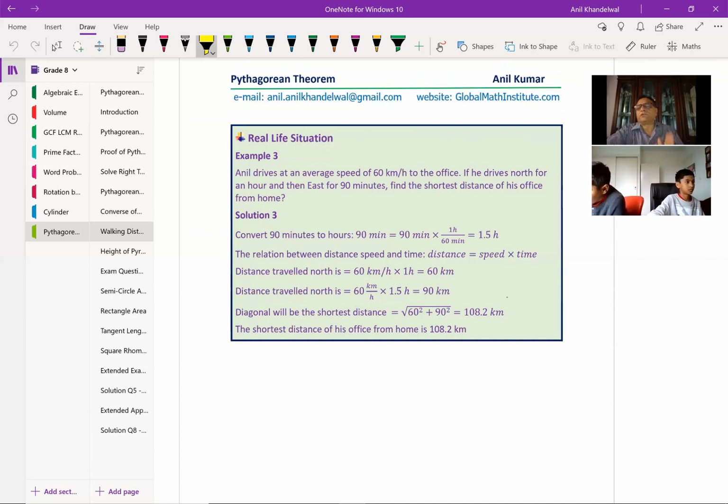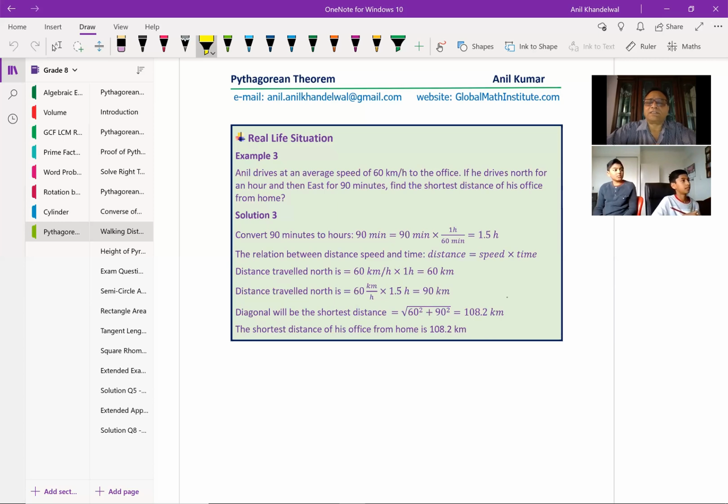So first Anil is going north and then going east. The speed is the same, 60 kilometers per hour. North he drives for 1 hour and east he drives for 90 minutes. Find both the distances and then the shortest distance will be the diagonal, right? Yes, the hypotenuse, because north and east are at right angles, correct? So you have a right angle triangle, and you can find the distance between the starting point and the end point. So you have your diagram.